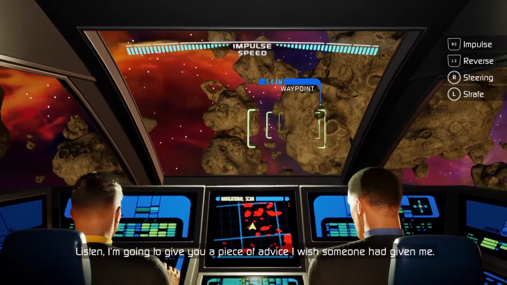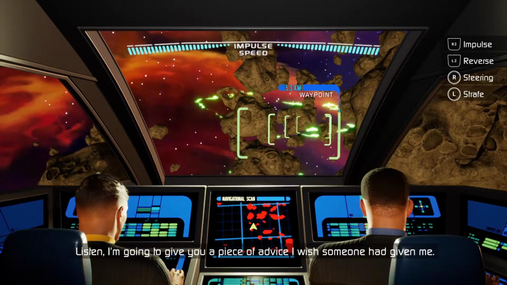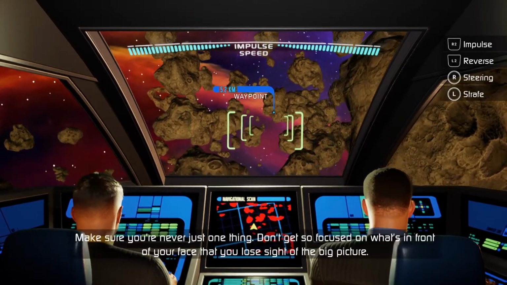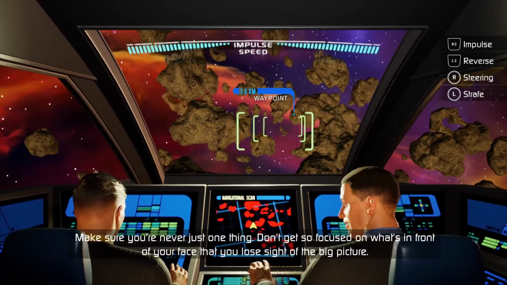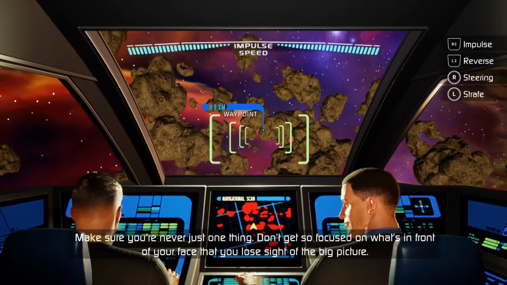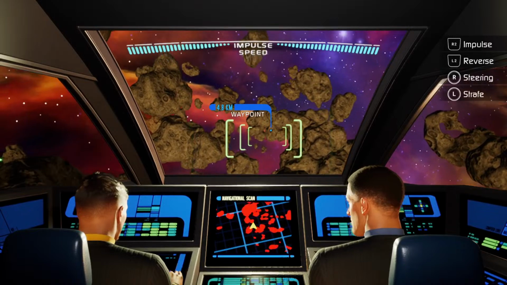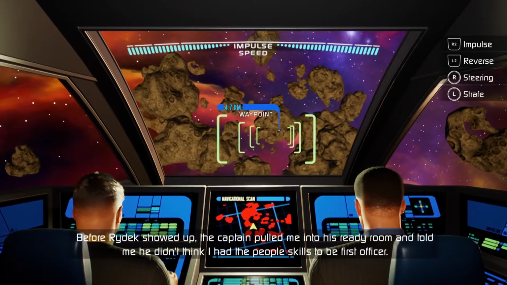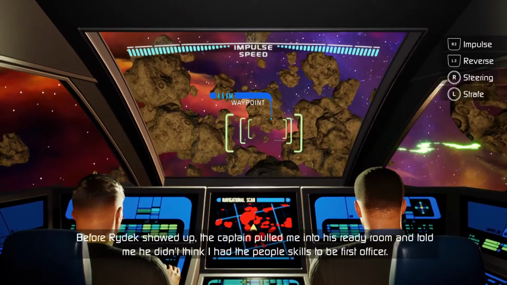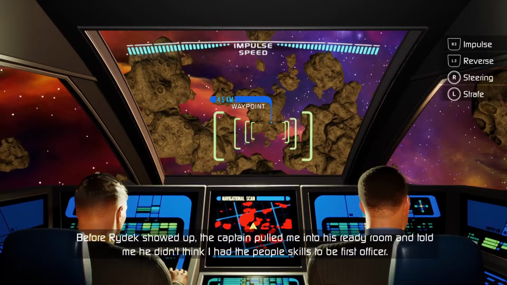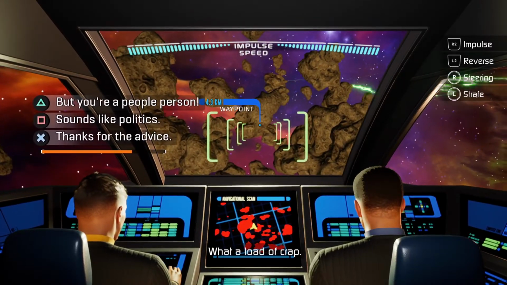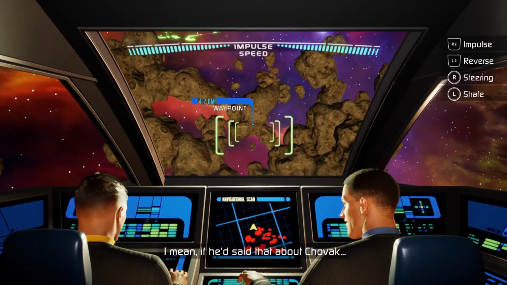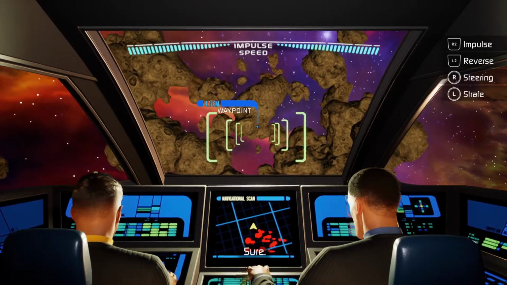Listen, I'm gonna give you a piece of advice I wish someone had given me. Make sure you're never just one thing. Don't get so focused on what's in front of your face that you lose sight of the big picture. Before Rydek showed up, the captain pulled me into his ready room and told me he didn't think I had the people skills to be first officer. What a load of crap. I mean, if he'd said that about Chovak, sure.